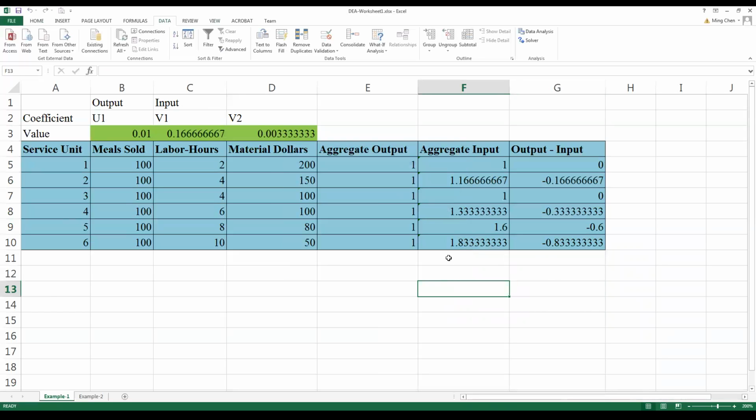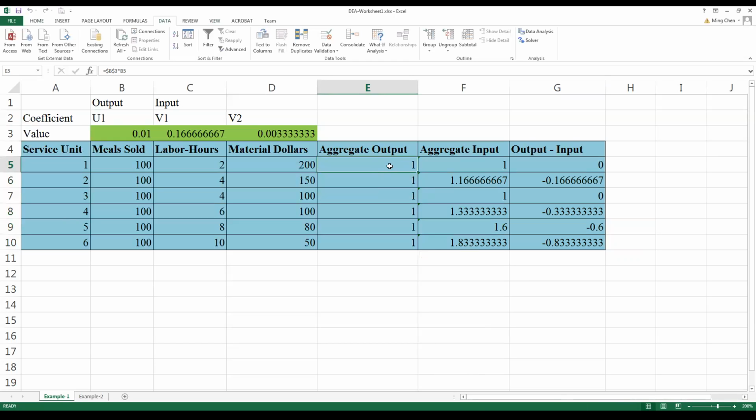Now let's look at it. Here, remember, we're trying to assess the efficiency for service unit 1. So which number do we look at? We look at this number, aggregate output. Once you solve it, I look at the aggregate output for a specific service unit, which is service unit 1. Don't look at these other numbers. These numbers are not relevant. Only look at this number because I'm trying to assess service unit 1. The aggregate output for service unit 1 is 1.